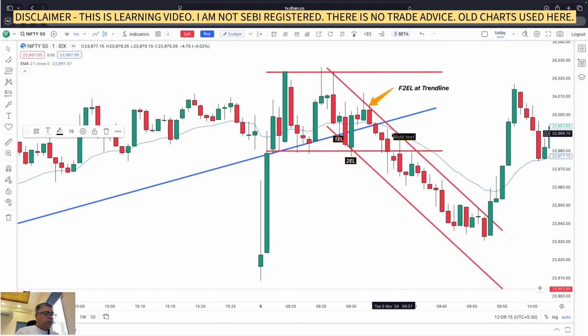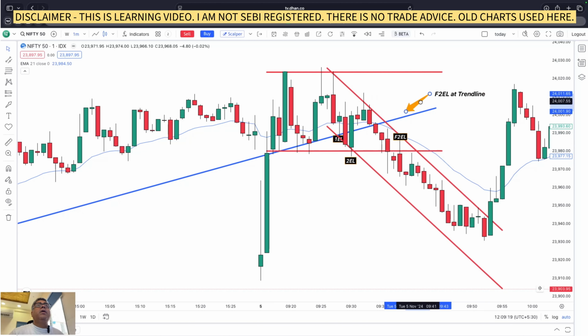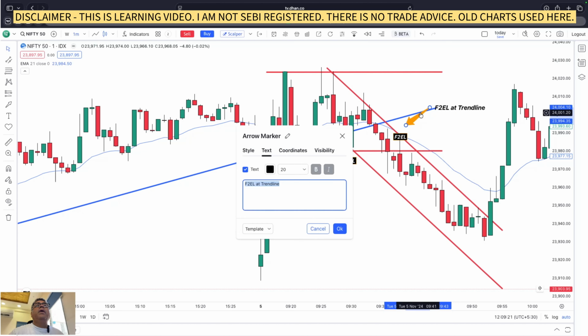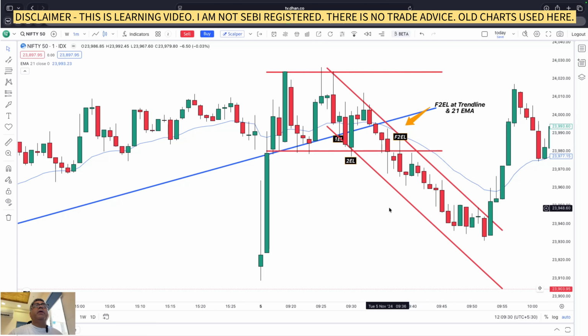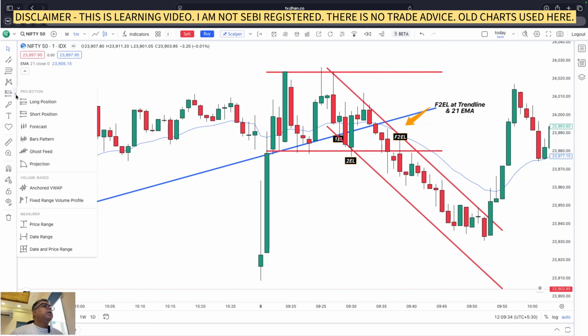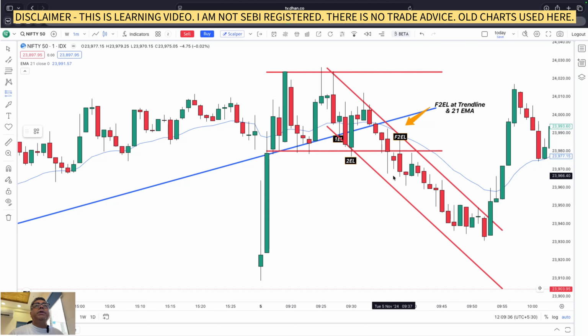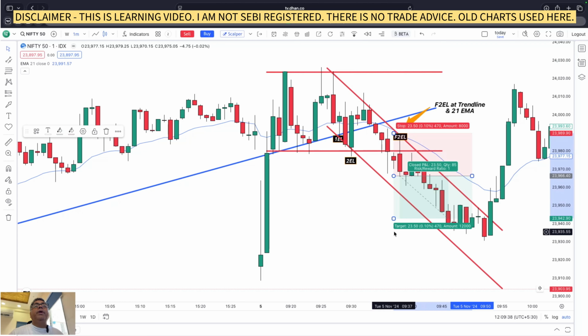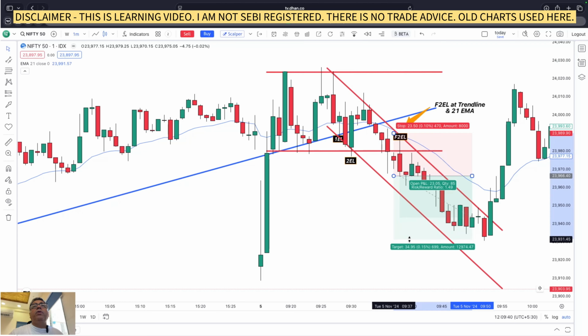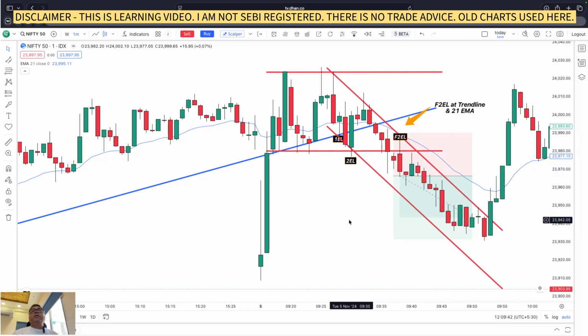This failed second entry long at trend line and 21 EMA. This is a high probability setup at key entry point. This is a better trade. One should have waited. Let me see. The risk is of 23 points while the reward is of around 35 points.